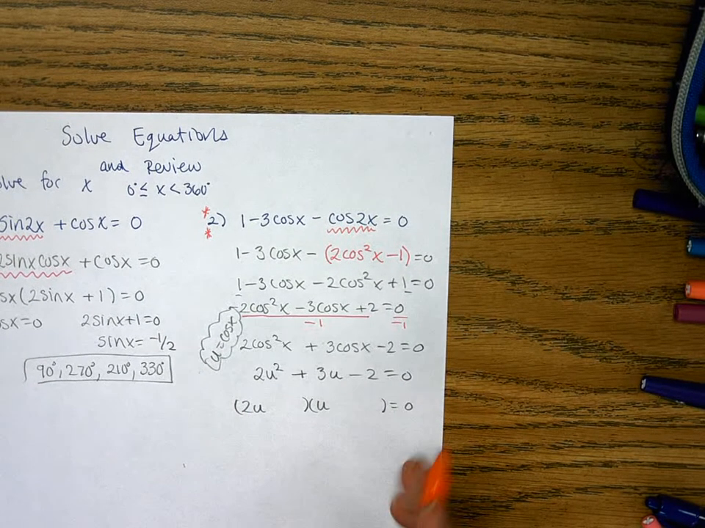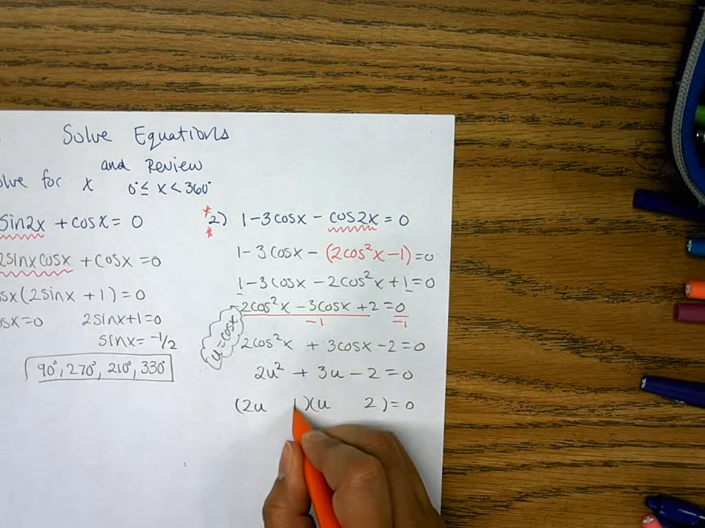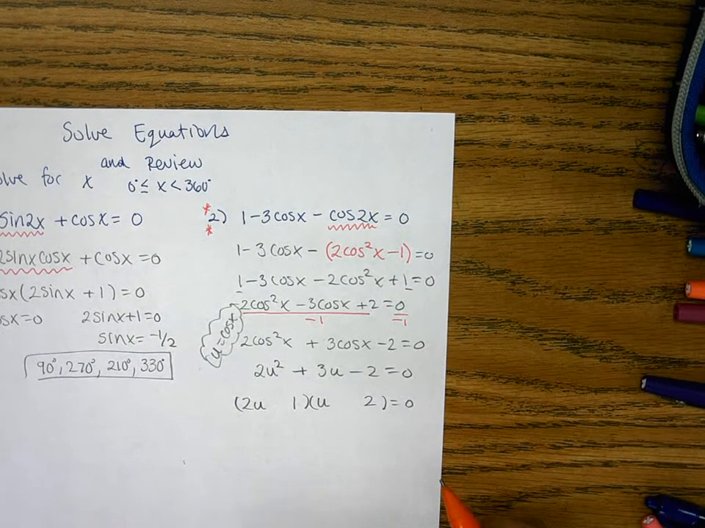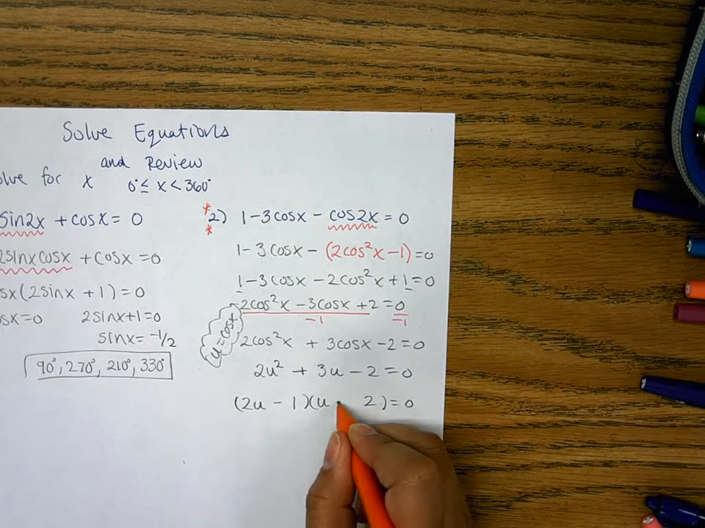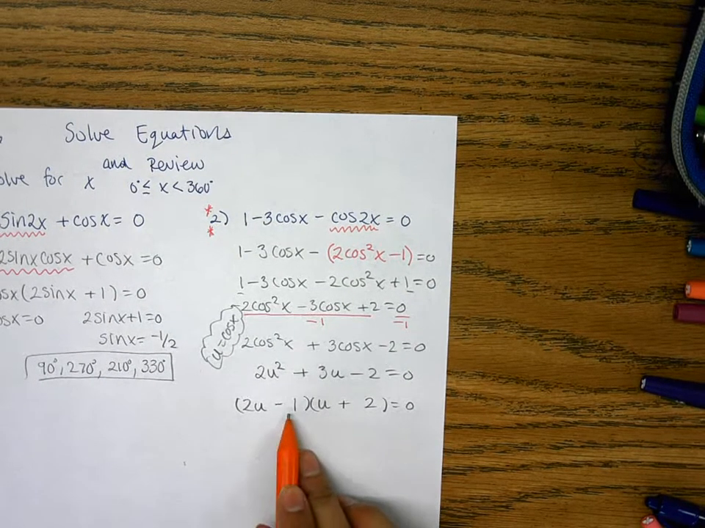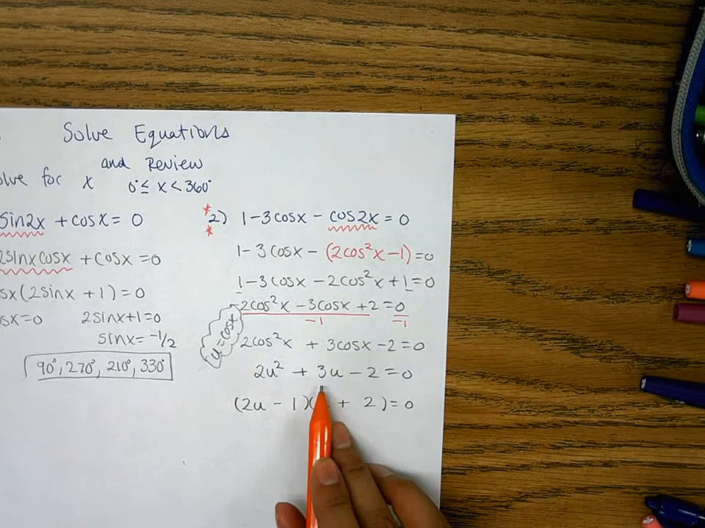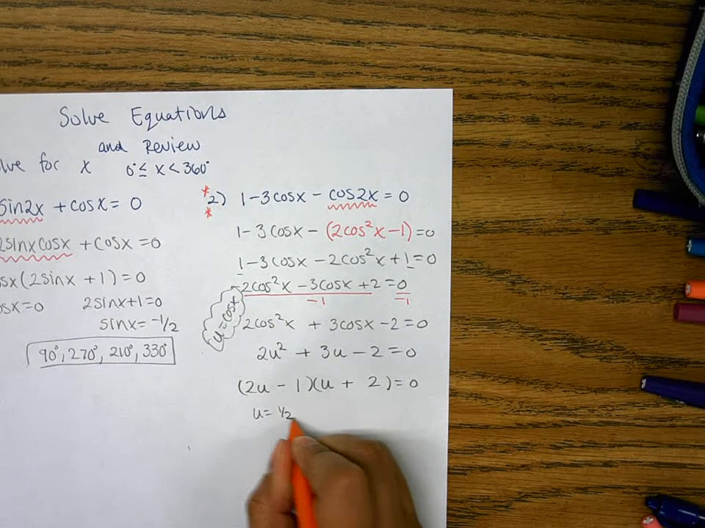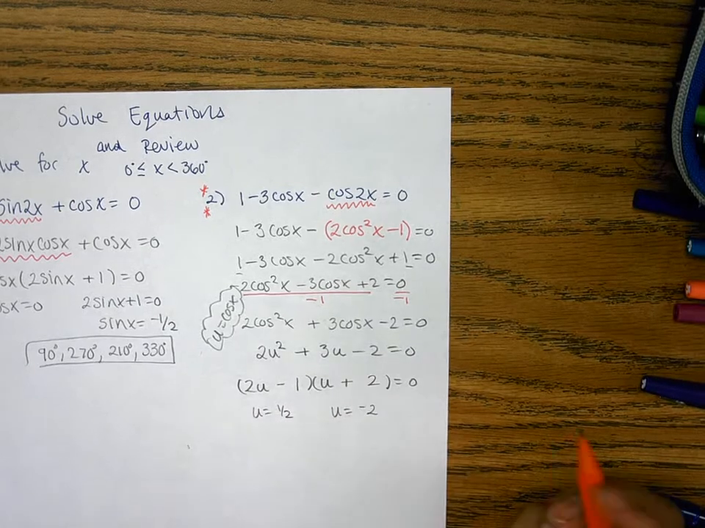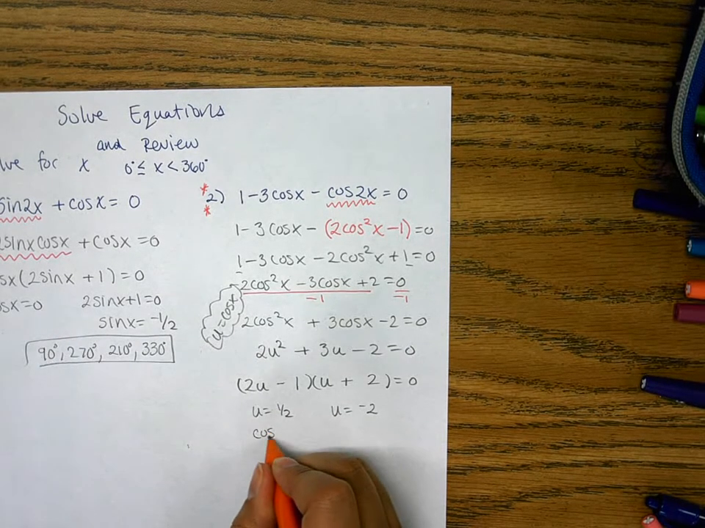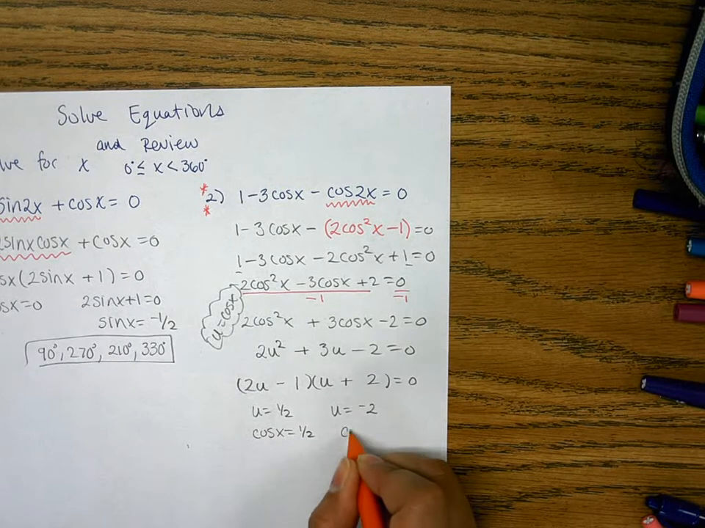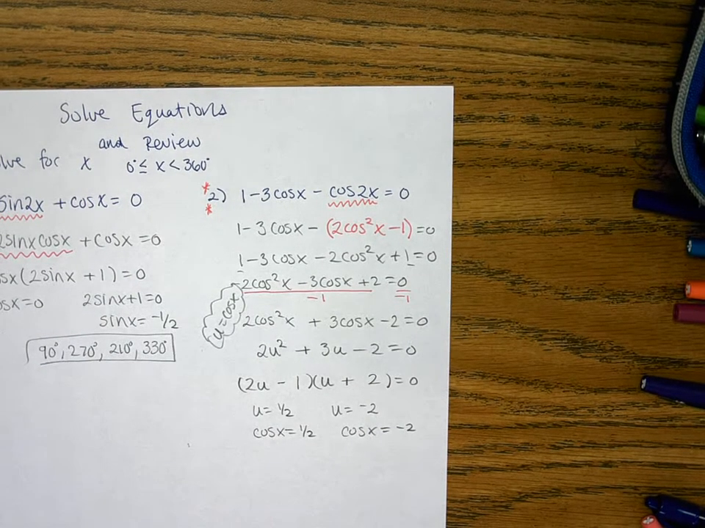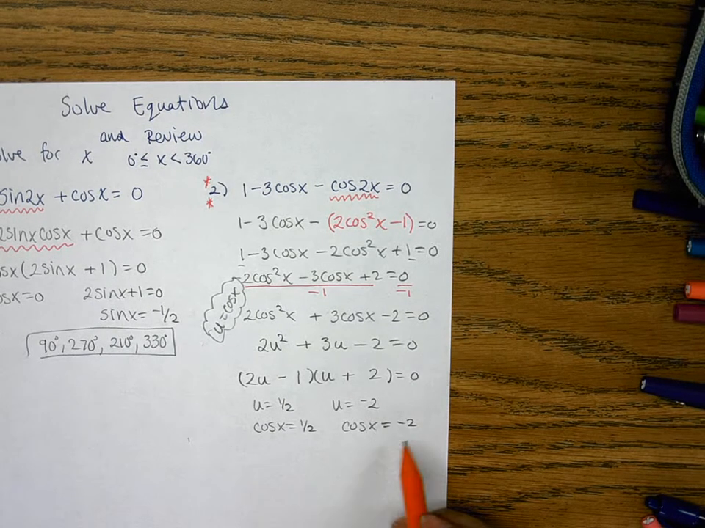Double bubble equals 0. 2u and u to get the 2u squared. 2 and 1, I don't want to put the 2 and the 2 together. And you just have to figure out which one's positive, which one's negative. So if this is negative and that's positive, that gives me negative 1, positive 4, which gives me the positive 3. All right, u equals 1/2, u equals negative 2, but u is cosine of x, so cosine x equals positive 1/2, cosine of x equals negative 2.